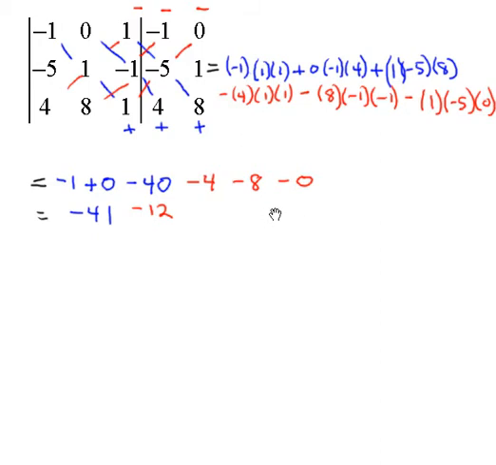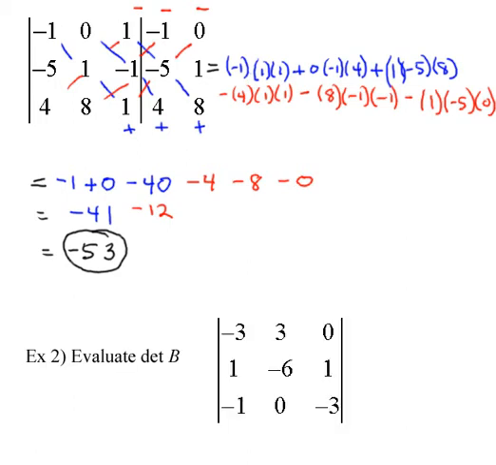So if we continue with that, let's simplify. Negative 1 plus negative 40 is negative 41. I was combining the numbers in blue here. Combining the numbers in red, negative 4 plus negative 8 is negative 12. And when we finish that off, negative 41 minus 12 is negative 53. And we've just found the determinant of a 3 by 3 matrix.